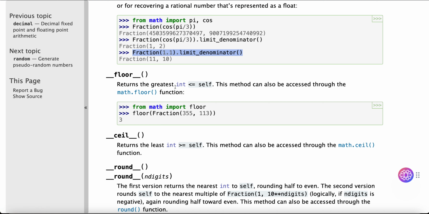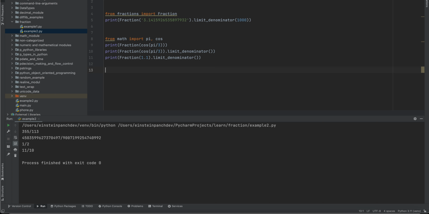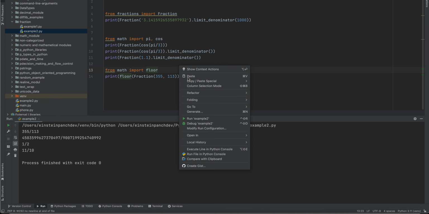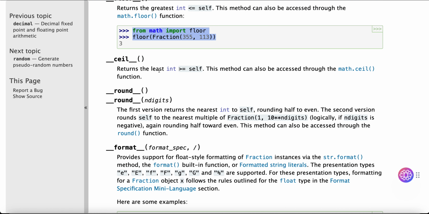__floor__ returns the greatest integer less than or equal to self. This method can also be accessed through the math.floor function. From math import floor. __ceil__ returns the least integer greater than or equal to self. This method can also be accessed through the math.ceil function.